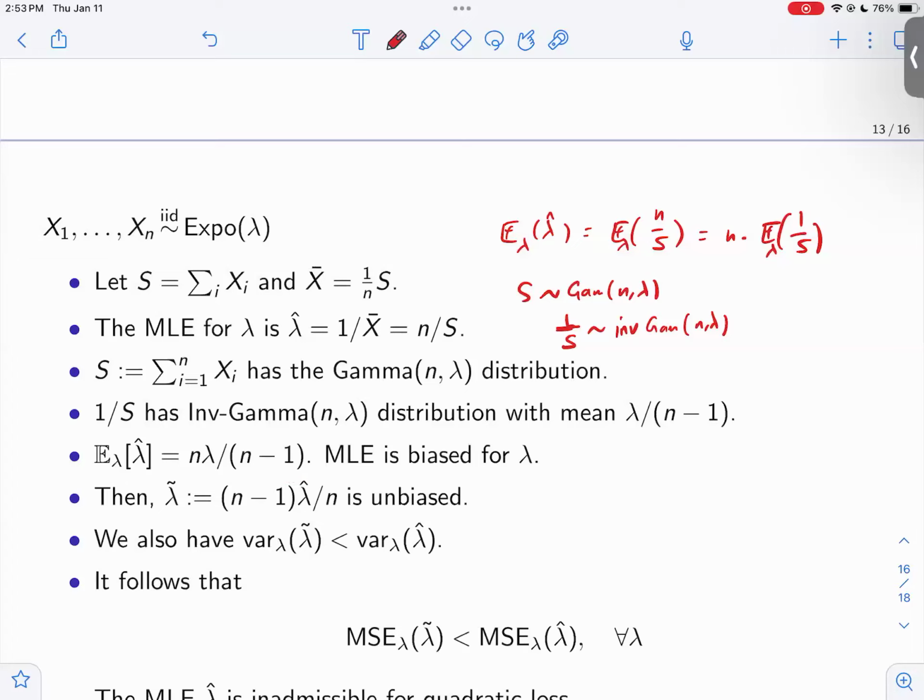this. And so lambda hat is not unbiased for lambda, because I would have liked this to be lambda. It's slightly different than that. So the MLE is not unbiased in this case. Okay. So how do we make it unbiased? In this case, it's very simple. Sorry?